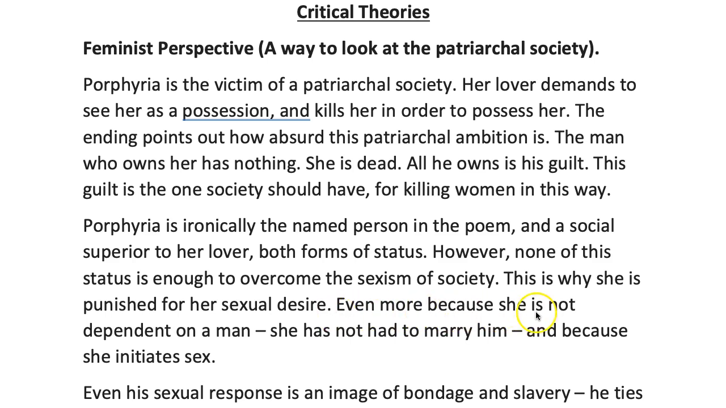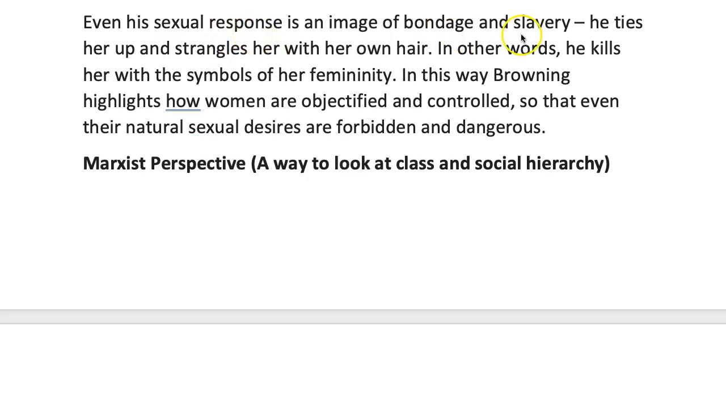Even more because she's not dependent on a man, because she's not had to marry him, and because she initiates the sexual encounter. So his response to her is an image of slavery. He ties her up with her own hair. So this is an image of treating her as in bondage to him, as a slave to him, as inferior to his power. In other words, he kills her with the symbols of her femininity, her hair, and he does that to show his power over her.